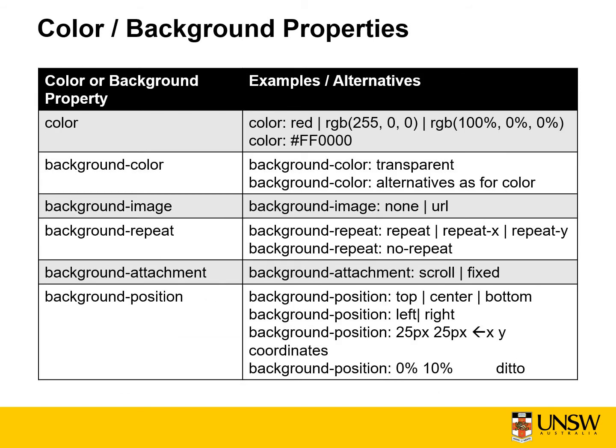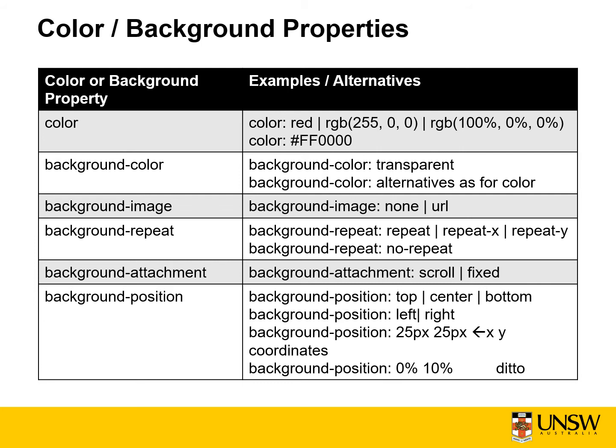In this table, you can see the properties that are related to color and background color of the tags. The color property specifies the color of the text. There are different ways to specify the color. You can use the name of the color code, RGB code, or RGB percentage of the color. Background color is used to set the background color of an element.